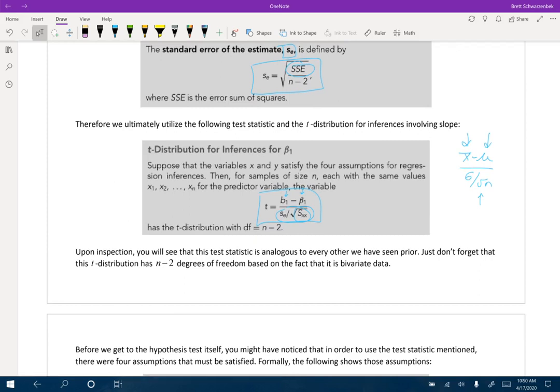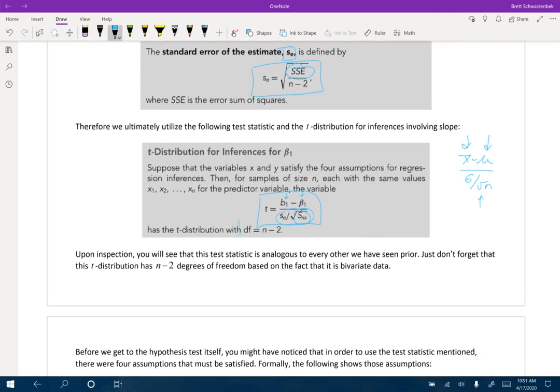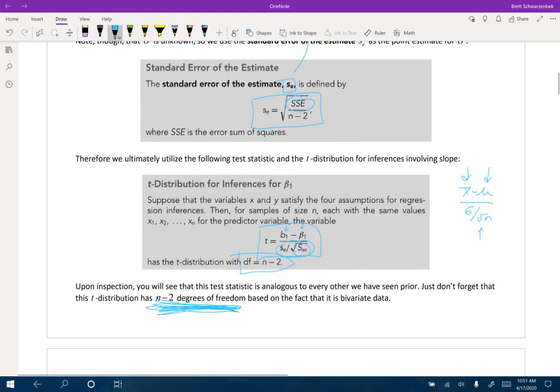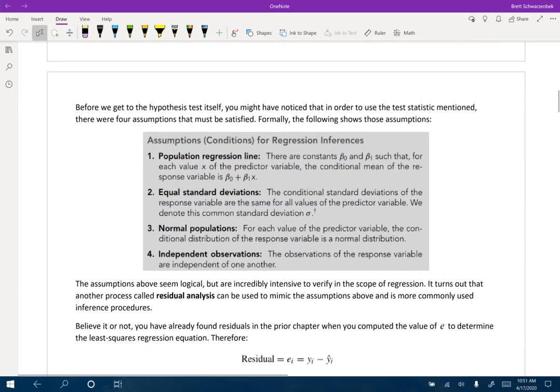Last thing, one major thing that is not like anything you've seen before is the degrees of freedom when it comes to bivariate data like this. It is always going to be n minus 2. So instead of n minus 1 for univariate data with a mean or something like that, with inference for regression you're always going to be using n minus 2 as your degrees of freedom. So something else to keep track of. Again, a lot of crazy formulas, but the key is what happens when we actually get to doing some of the problems and working with the formulas themselves.